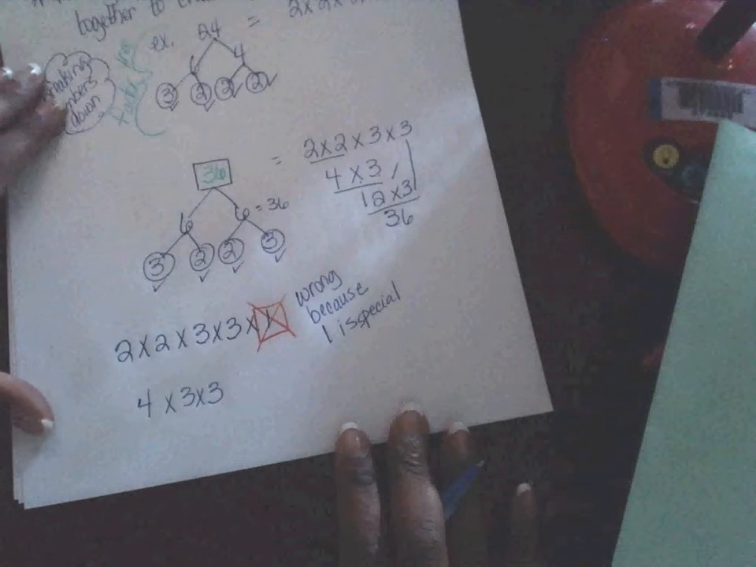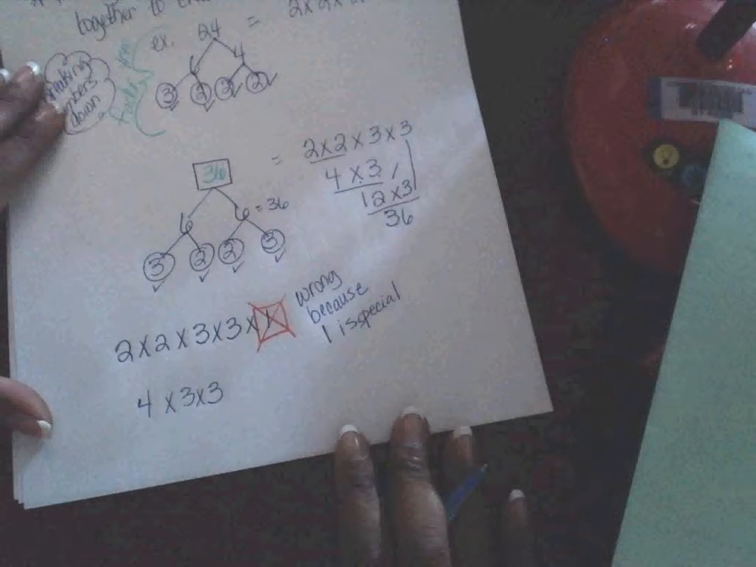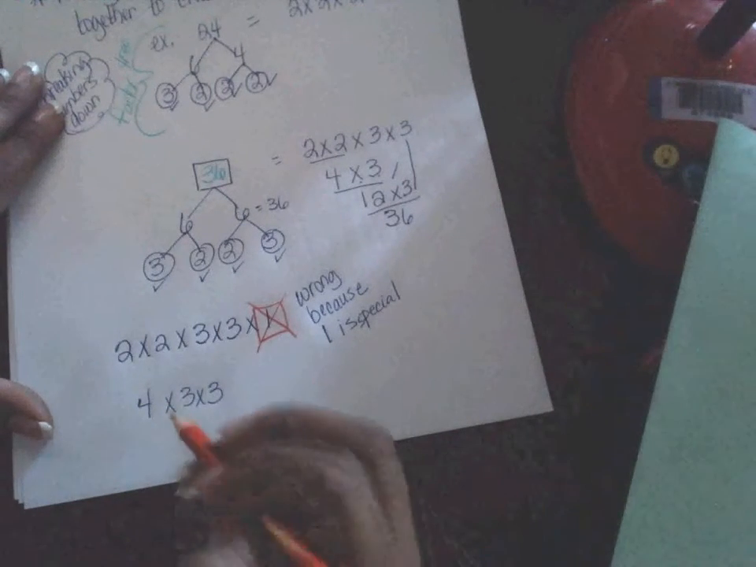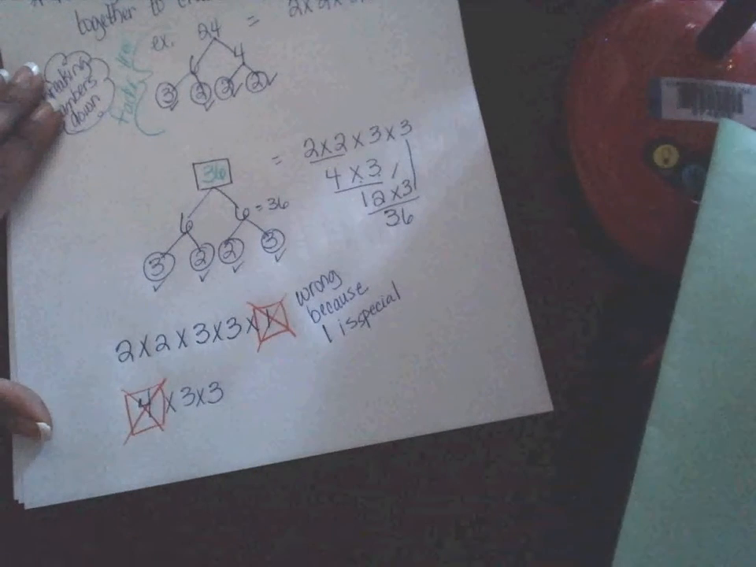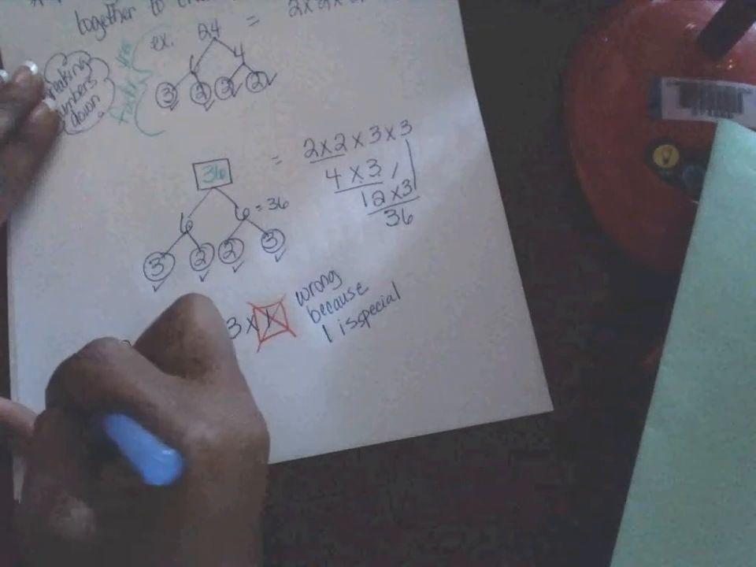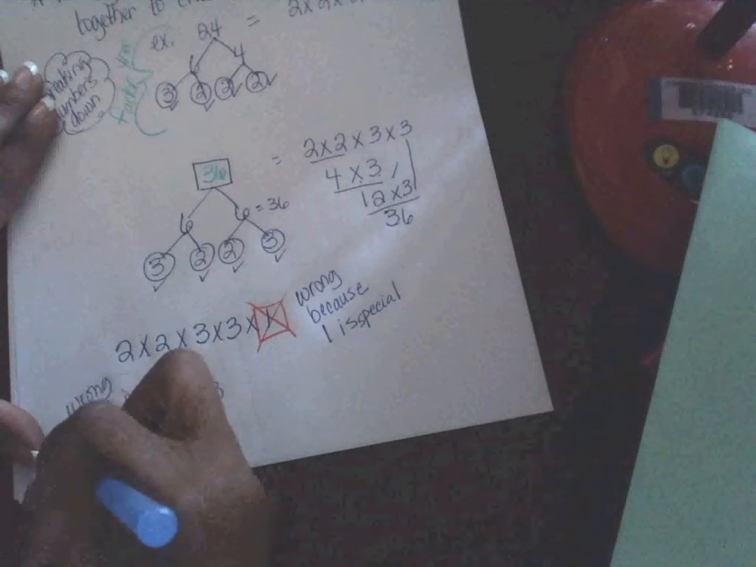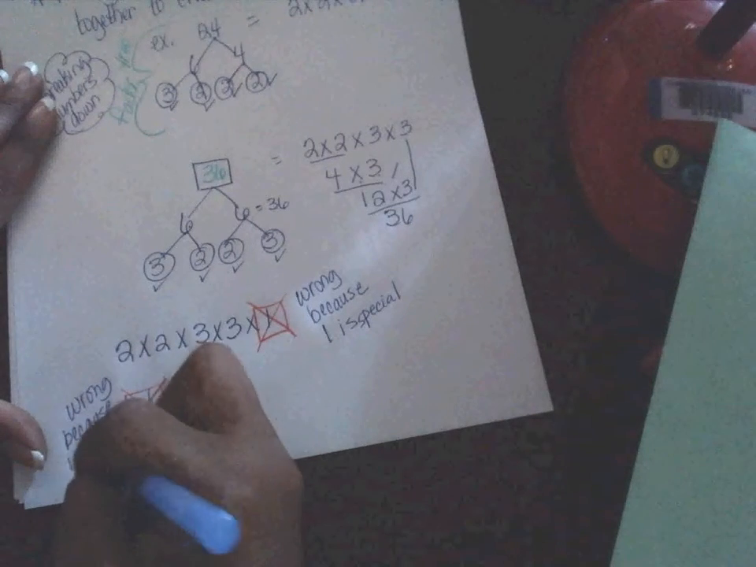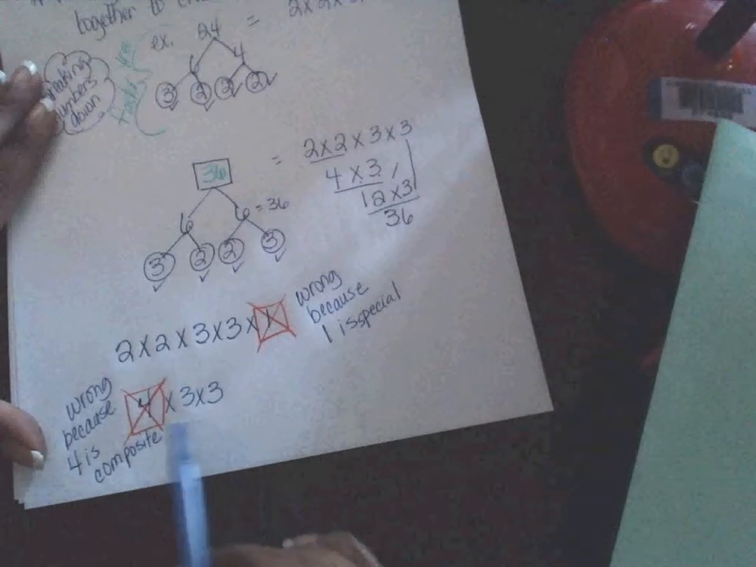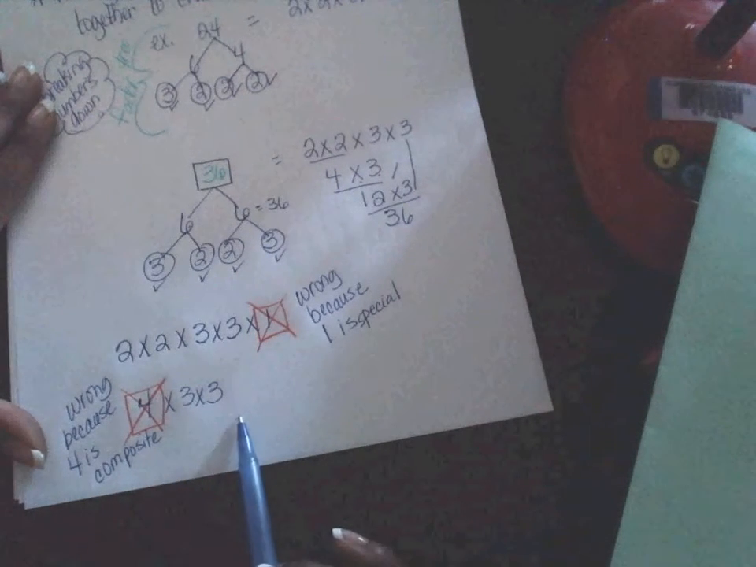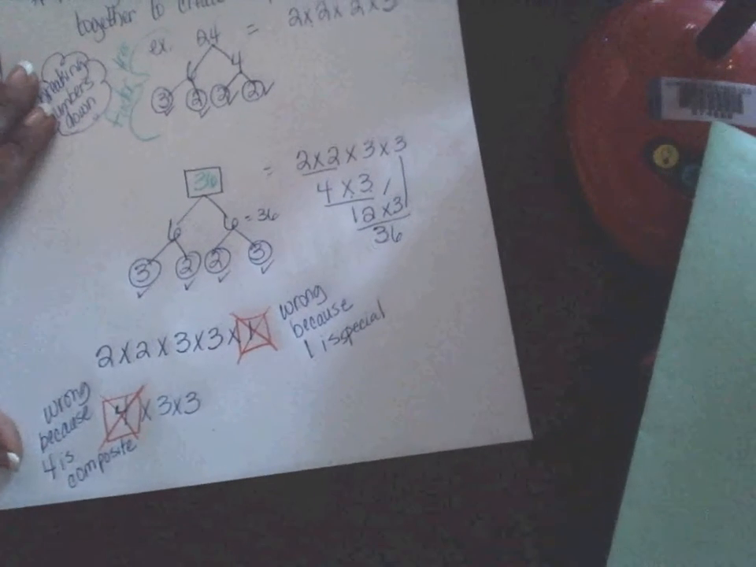What about this? What's wrong with that one? There's a 4, and 4 is not prime. Charlie, what did you say? 4 is not prime. That's what makes this wrong. I'm going to circle that, put a box around it. This is wrong because 4 is composite. So even though this may equal a number, that is not prime factorization.